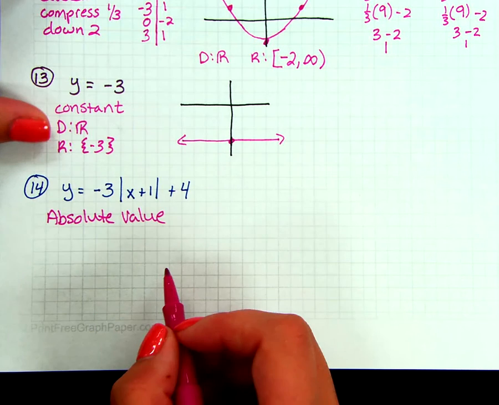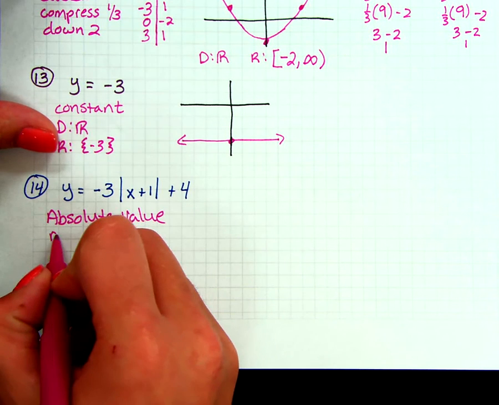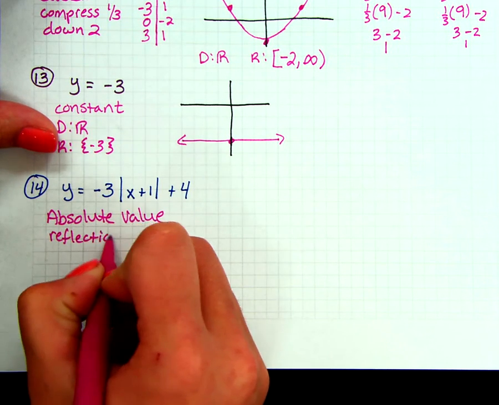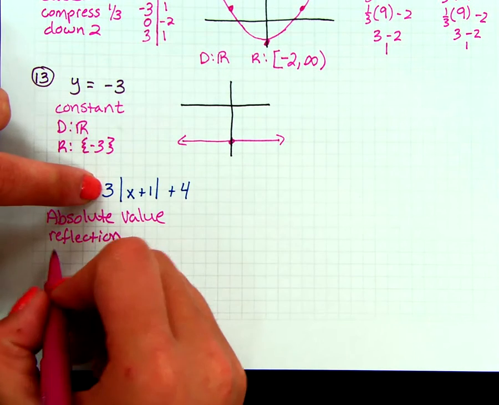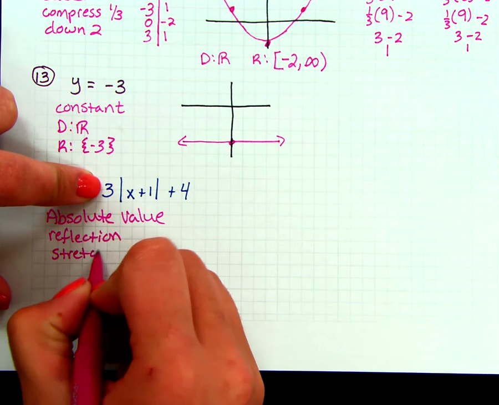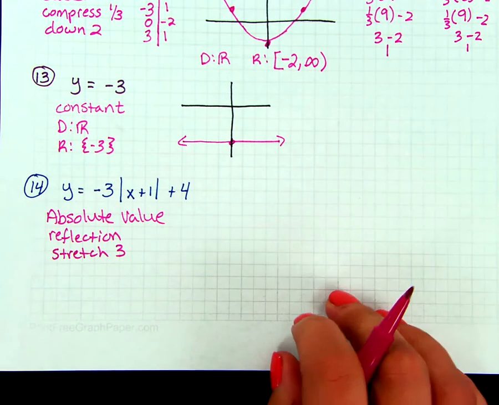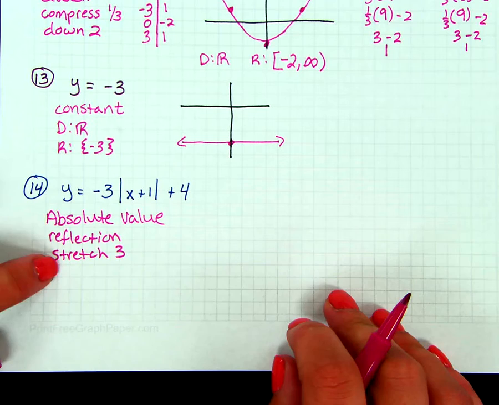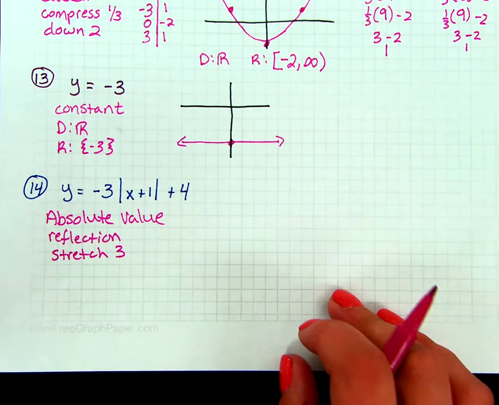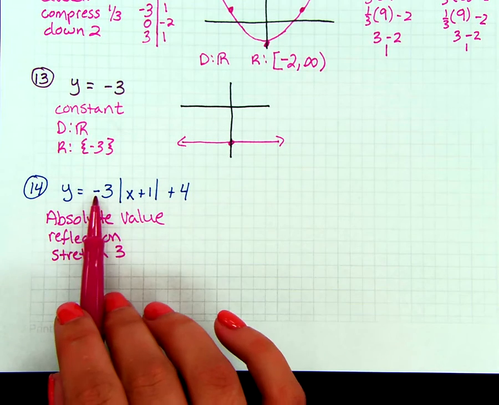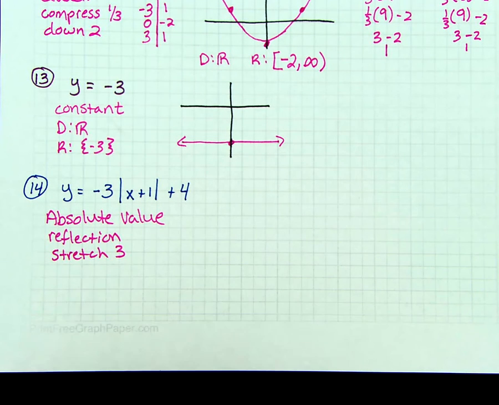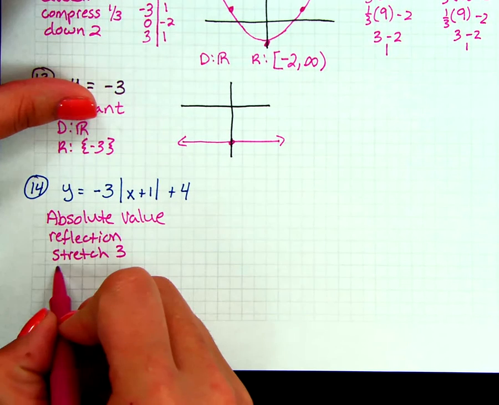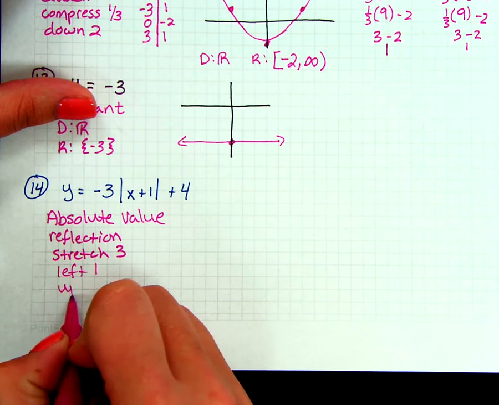Our transformations. So the negative tells us that we have a reflection. The 3, so I'm going to ignore this part. The 3 tells us that we have a stretch. Okay. So it is okay to have a reflection and a stretch, or a reflection and a compression. So sometimes that does happen. So the negative is the reflection. The number bigger than 1 is going to be either your stretch or compression, which is why I wanted to add in this problem to make sure that we understood that. Okay. And then we went to the left 1 and up 4.